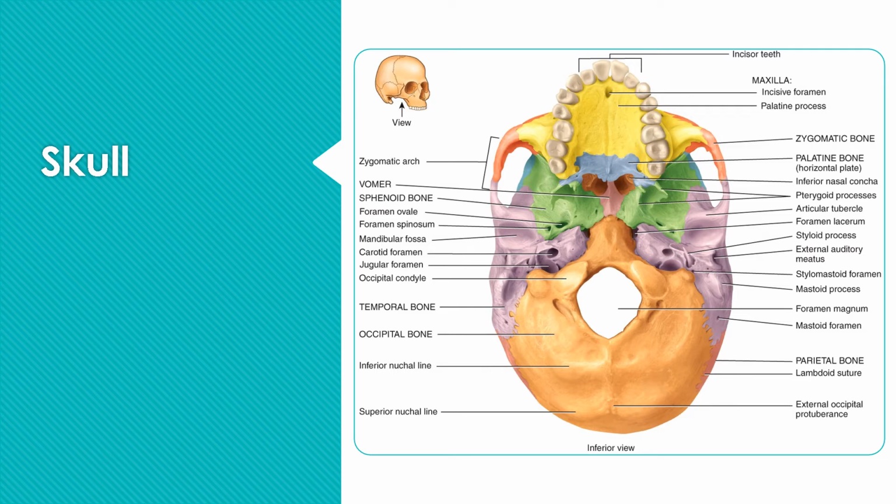Then we have the external occipital protuberance here. This is going to be the most predominant midline projection on the posterior surface of the bone, just above the foramen magnum. Now you may be able to feel this structure as a bump on the back of your head, just above your neck. This is going to be the external occipital protuberance.